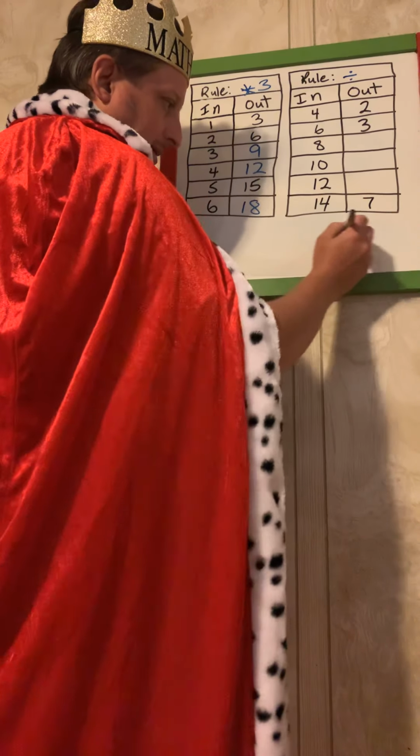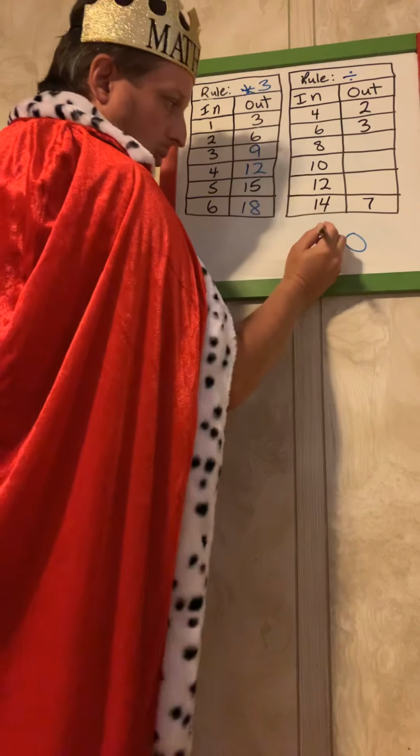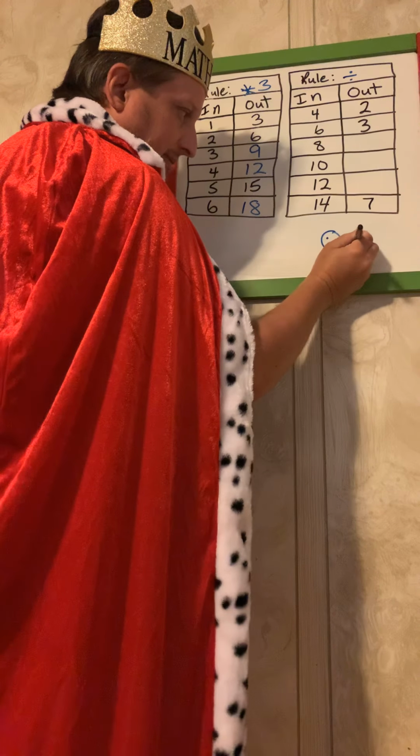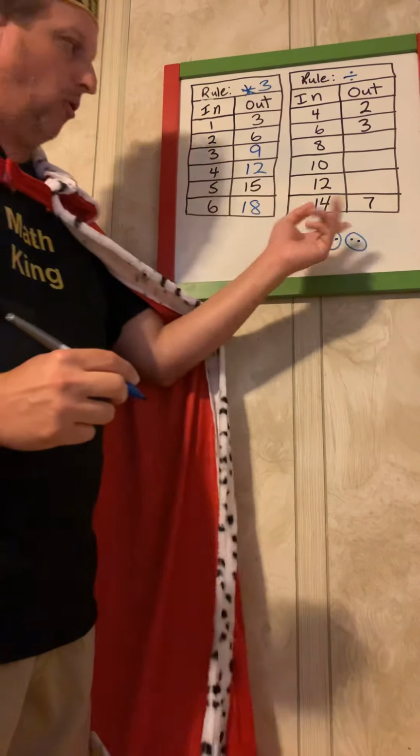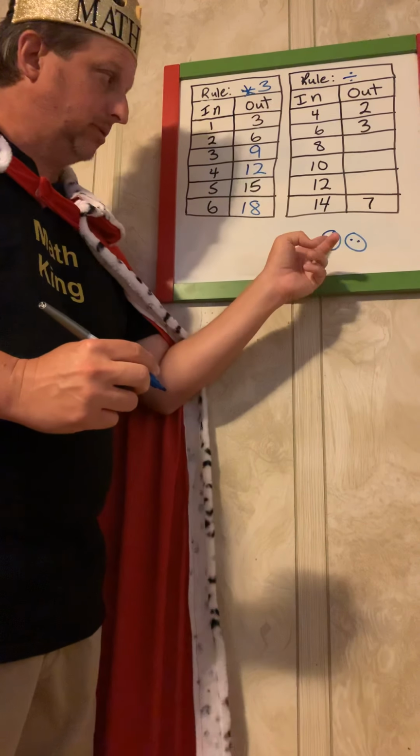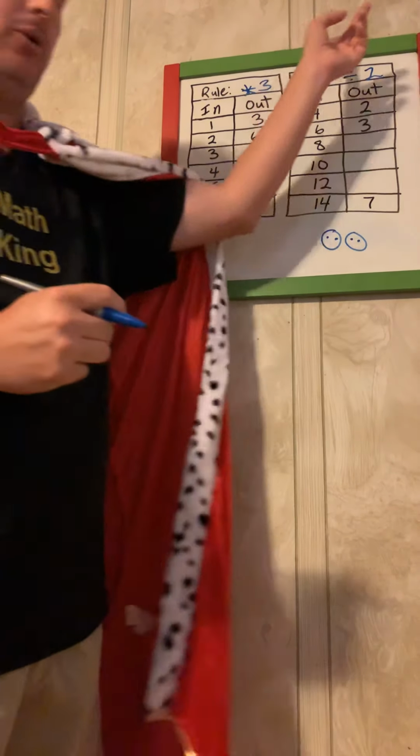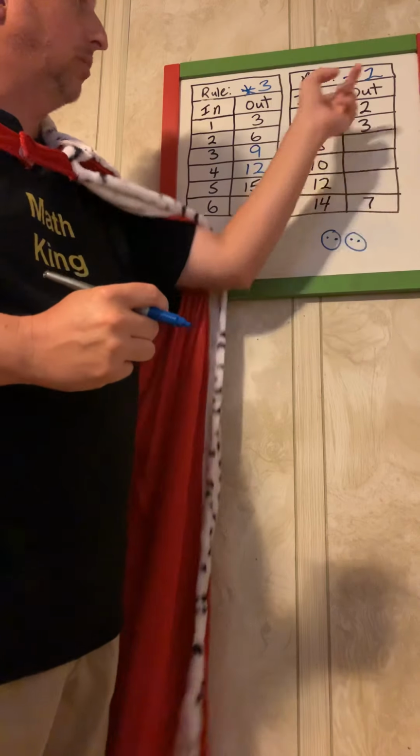Does it? Let's see. I've got 2 groups that I'm dividing into, and I need 4 total. 1, 2, 3, 4. Look at that. 4 divided into 2 groups makes 2. So my rule must be divide by 2. Okay, divide by 2. 4 divided by 2 equals 2.